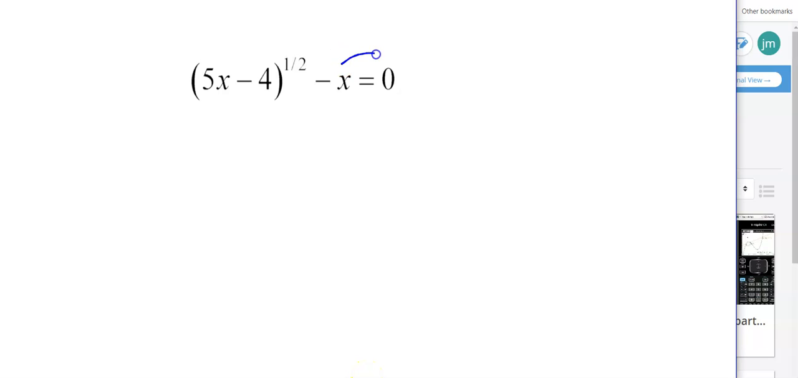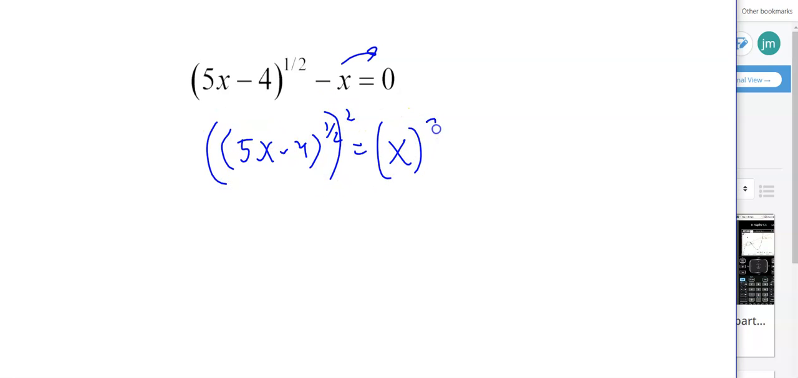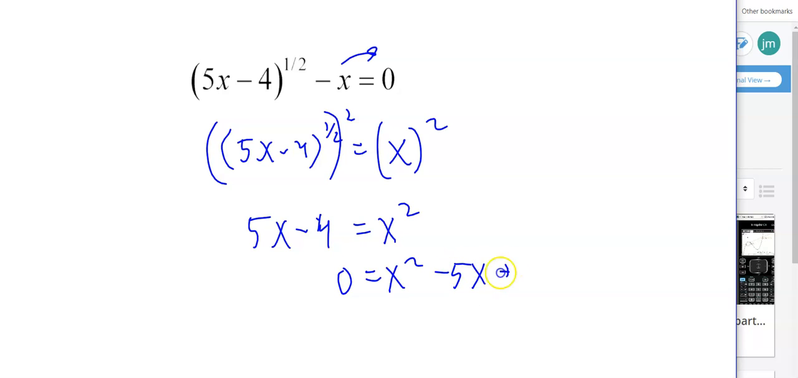So this one, let's move this over to the other side first. So we get 5x minus 4 to the 1/2 equals x. We're going to put both sides to the second power. That should get rid of that 1/2 power. So now we have 5x minus 4 equals x squared. Move those two terms over to the right-hand side. So 0 equals x squared minus 5x plus 4. I think that does factor. So x minus 1, x minus 4. So x equals 1, x equals 4.